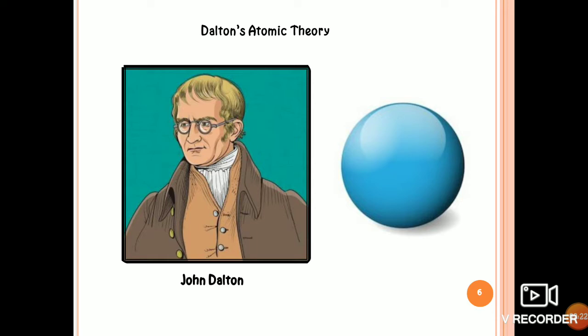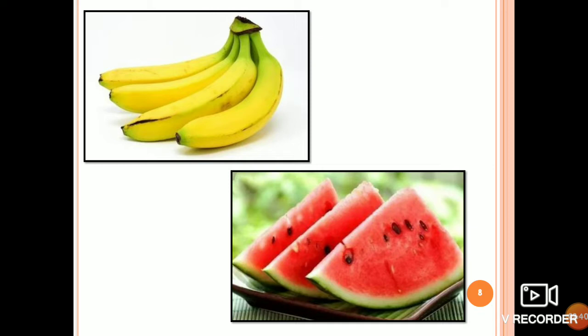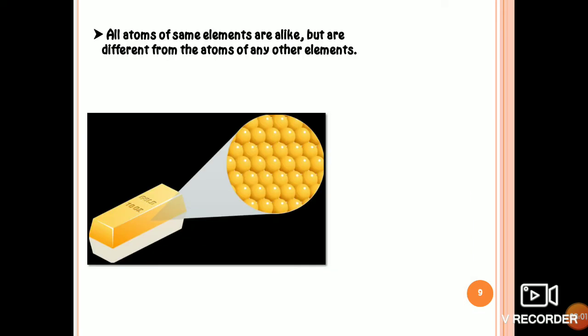Let's see. First, all matter is made up of tiny particles called atoms. Like a wall is made up of small bricks, similarly, all forms of matter are made up of tiny particles called atoms. If you take a small piece of banana and a bigger piece and taste both, a small piece of banana tastes the same as a bigger piece of banana. Likewise, a small piece of watermelon tastes the same as the entire big piece of watermelon. Does a banana taste like watermelon? No, they are different. Similarly, all atoms of the same element are alike.